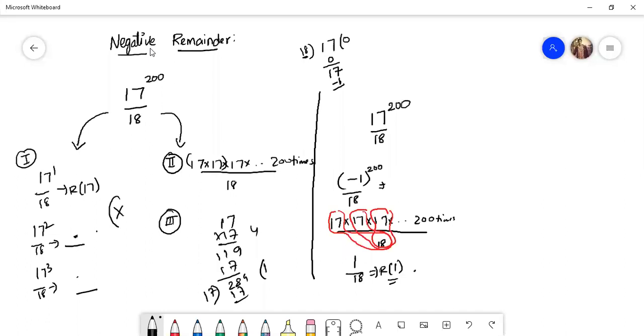Isn't it becoming tedious for us? Yes or no? Look at the second case again, 17 into 17 into 17 and so on. So negative remainder is very, very helpful if you understand the concept clearly. 17 by 18: looking at the number itself, I can say my denominator is bigger than the given numerator by one value. That means it is short by minus 1. So how many times will I get minus 1? 200 times. So 200 times a negative value means it becomes positive. Positive 1 by 18 is 1 only. So my remainder is 1.